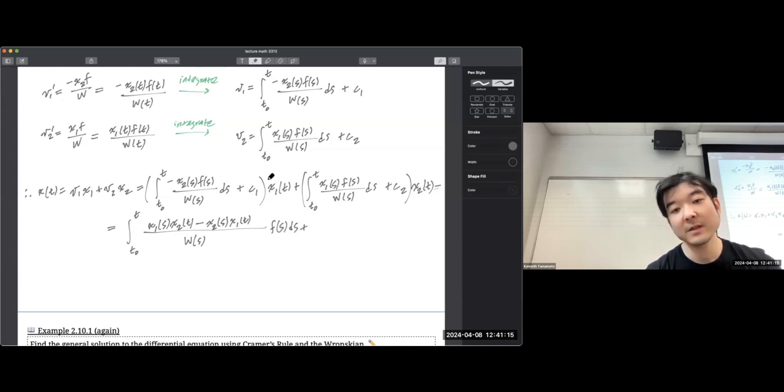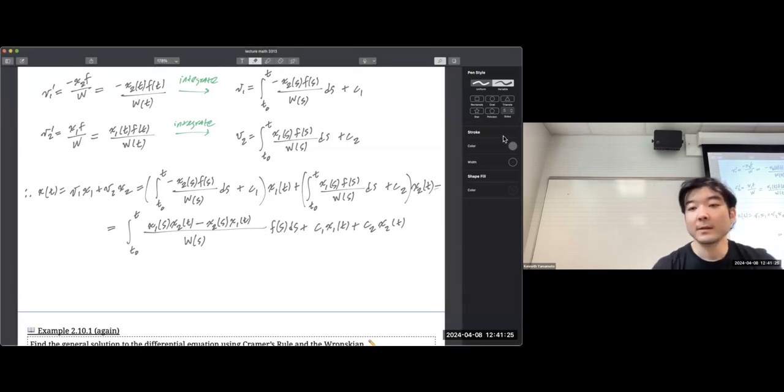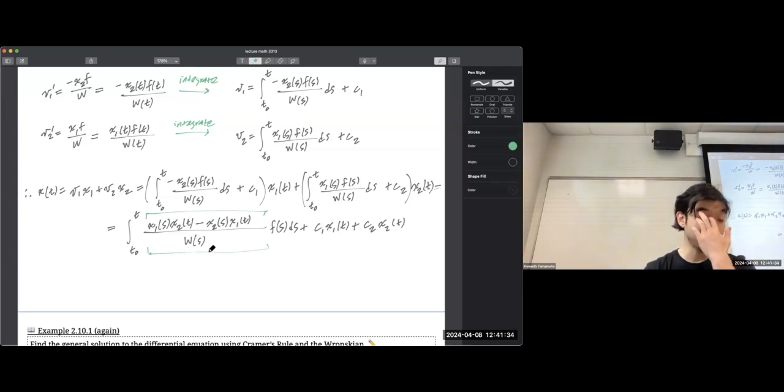And then the rest of it is just c1 times this one, plus your c2 times x2(t). Okay. All right. So this term in the integrand, this is the integral kernel of the integral here. That's what they call this.